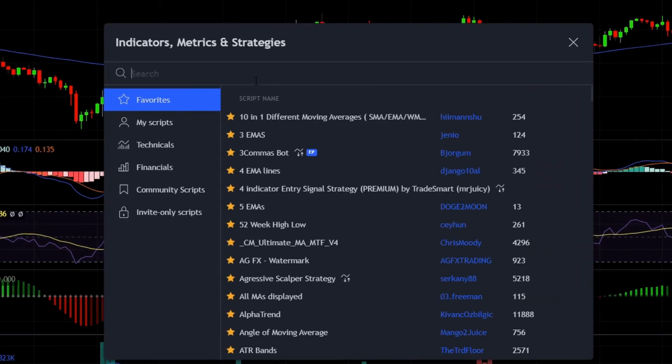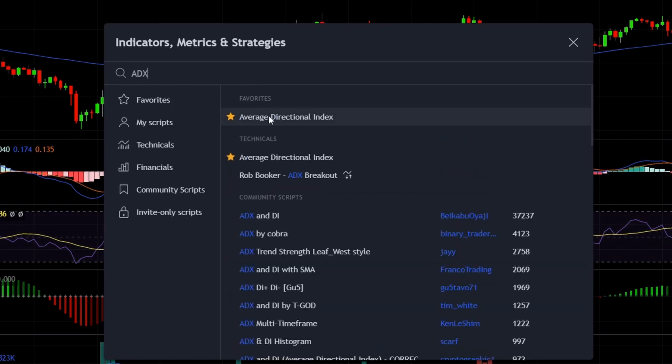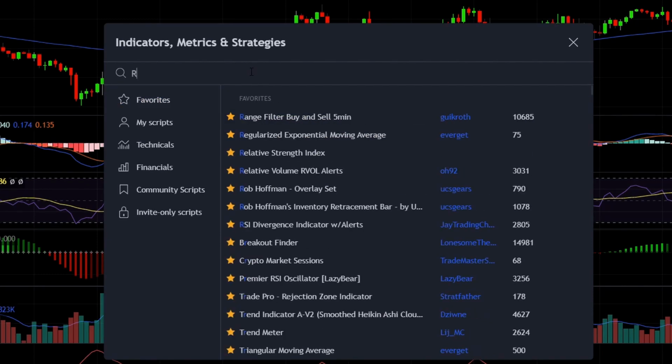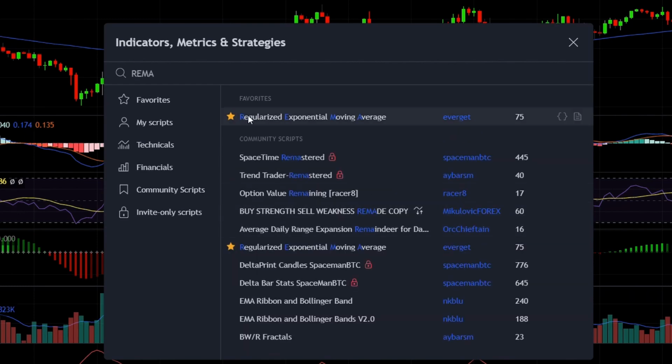Okay, and finally, let's add our ADX indicator. Type in ADX and click on Average Directional Index. With this indicator, we are going to use an extra moving average too, but now we are going to use the regularized exponential moving average. To add that to the chart, type in REMA and click on this one.